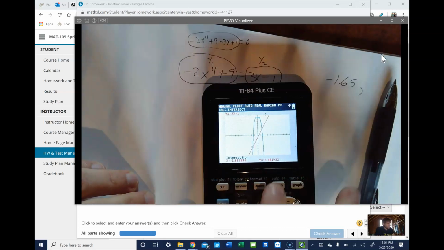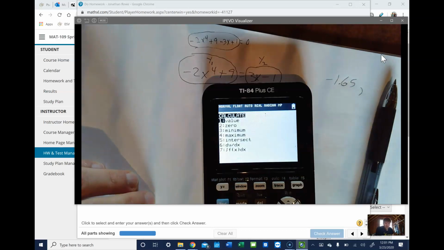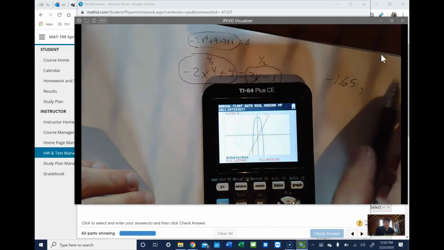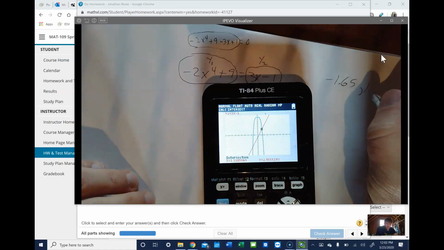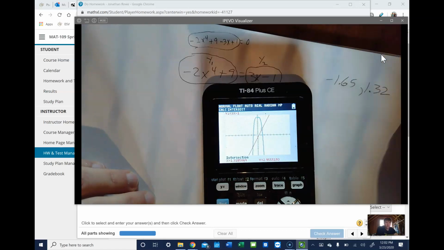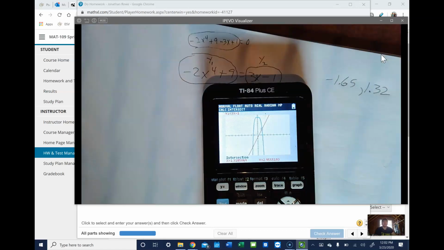And then let's do it again. Second calc, option 5. First curve enter, second curve enter. Now when it says guess, I'm just going to take it up here closer to this one and hit enter, and it tells me that the intersection is 1.318, so I have to put 1.32 if it wants it to 2 decimal places rounded correctly.